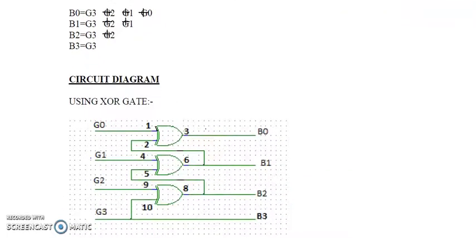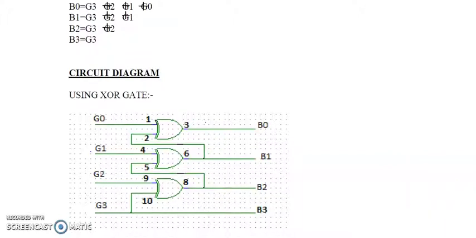Now you can see how we are getting these expressions. G3 is B3, G3 XOR G2 is B2, and then that output is one of the inputs of the next XOR gate. So G3 XOR G2 XOR G1 will give us B1. Similarly, this output will be fed as input to the next XOR gate, and this entire expression is XORed with G0 to obtain the expression for B0. So this is how we get the conversion done.